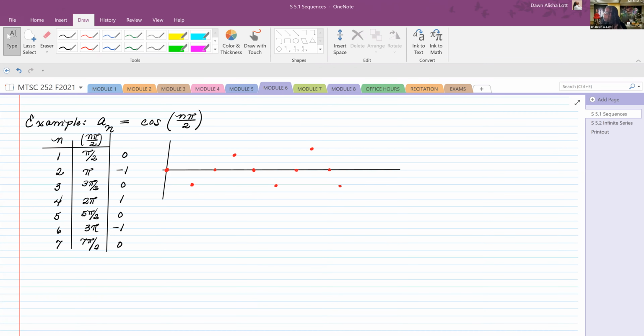Okay, so here, note that the limit as n approaches infinity of the cosine of n pi over 2 DNE, does not exist. You will see DNE a lot. DNE, does not exist.